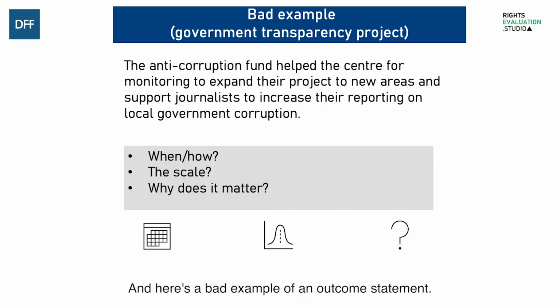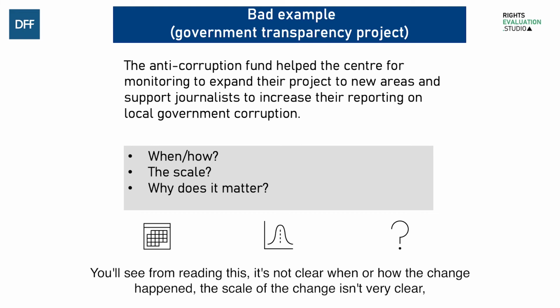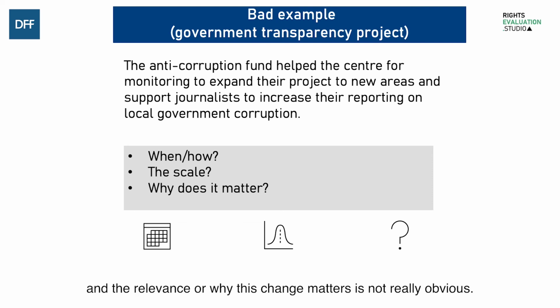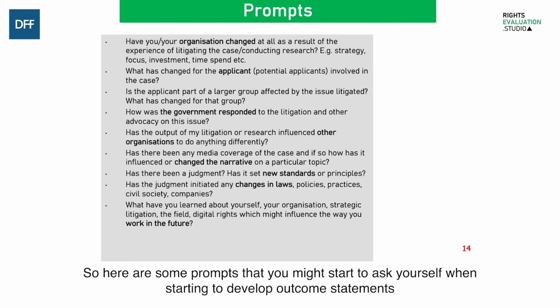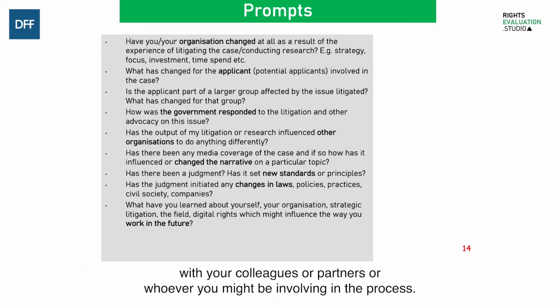And here's a bad example of an outcome statement. You'll see from reading this, it's not clear when or how the change happened. The scale of the change isn't very clear, and the relevance or why this change matters isn't really obvious. So sometimes it can be a bit tricky to start this process. So here are some prompts that you might start to ask yourself when starting to develop outcome statements with your colleagues or partners or whoever you might be involving in the process.